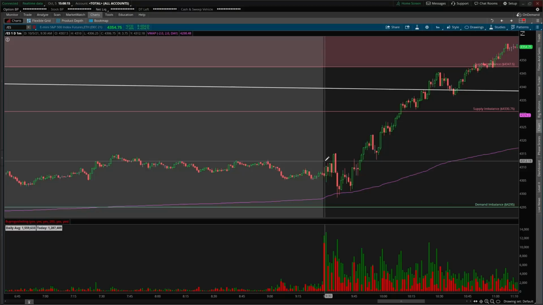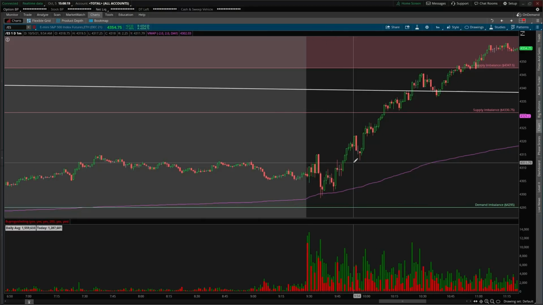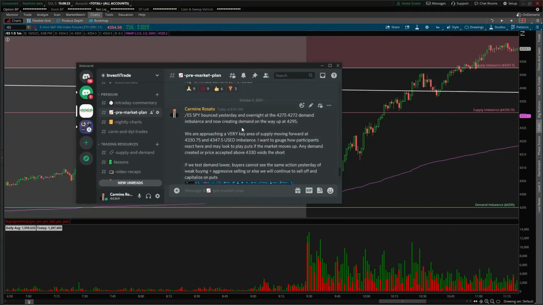So my charts are completely naked. I use price imbalances and I'm a very contextual trader where I gauge the auction. To go over the context, let's go over the pre-market plan. I post these every single day in the Discord of what I'm watching, the levels that I'm looking out for, and potential setups based off market context. So we have the S&P 500.